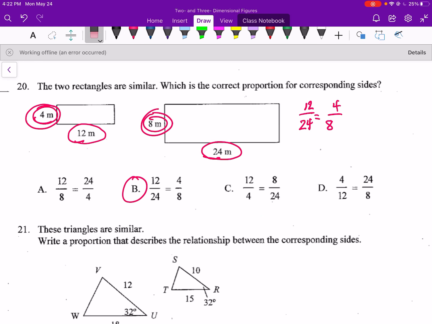Make sure that when you think you have the right answer, you do simplify those fractions. They should both reduce down to the same number and be a true statement, which this one is.